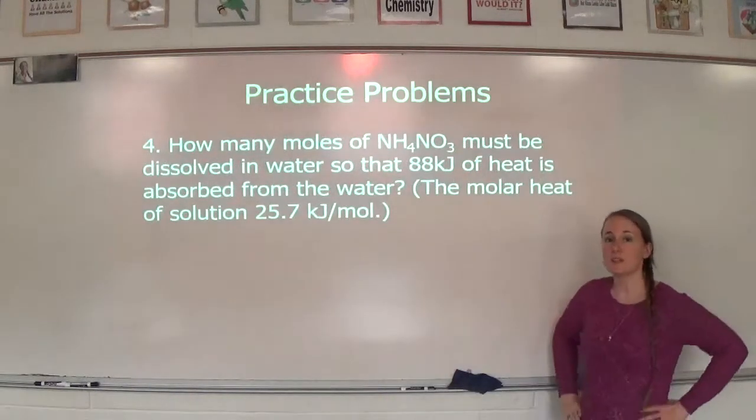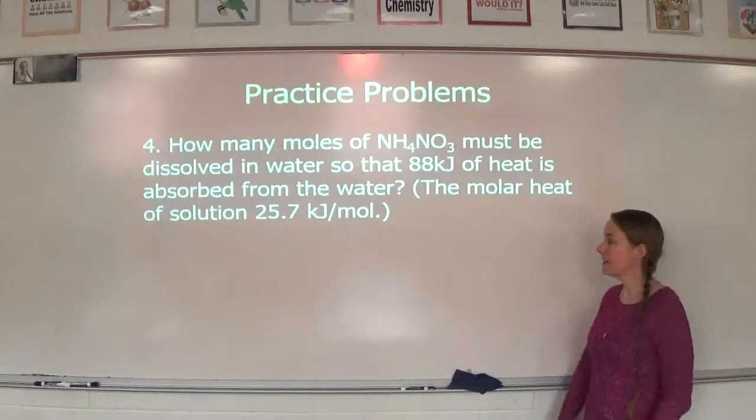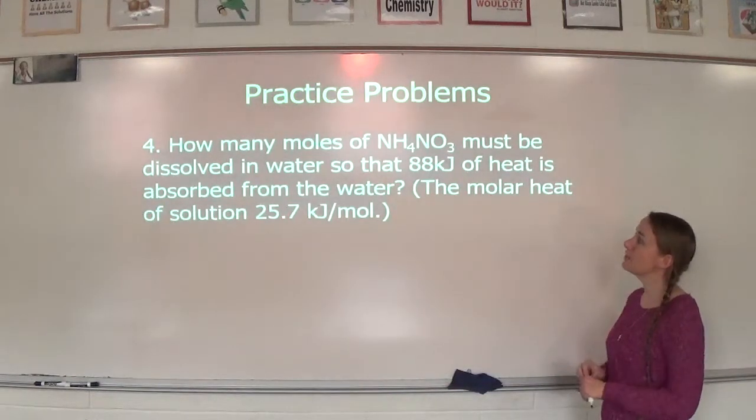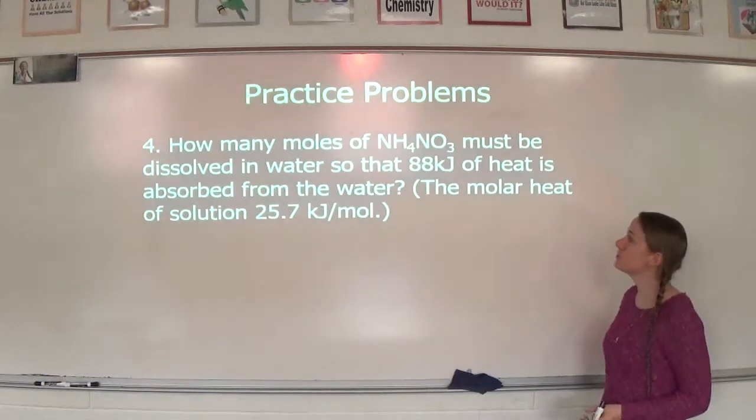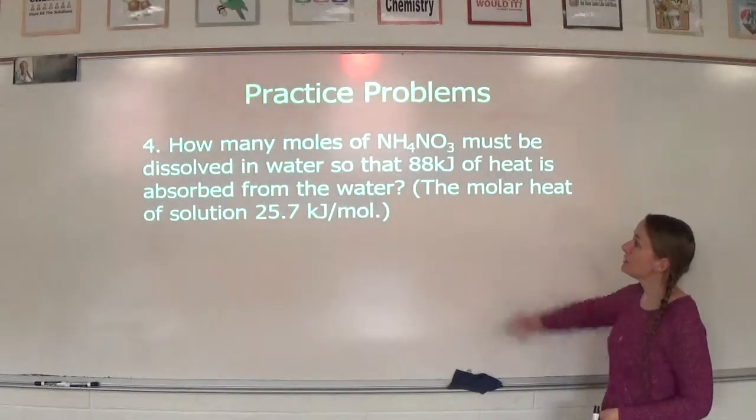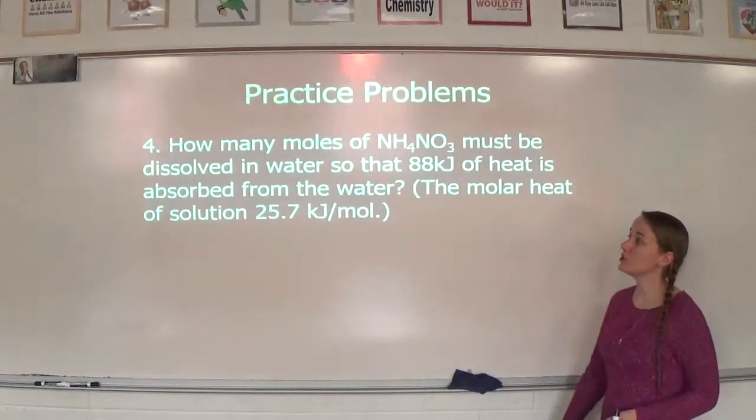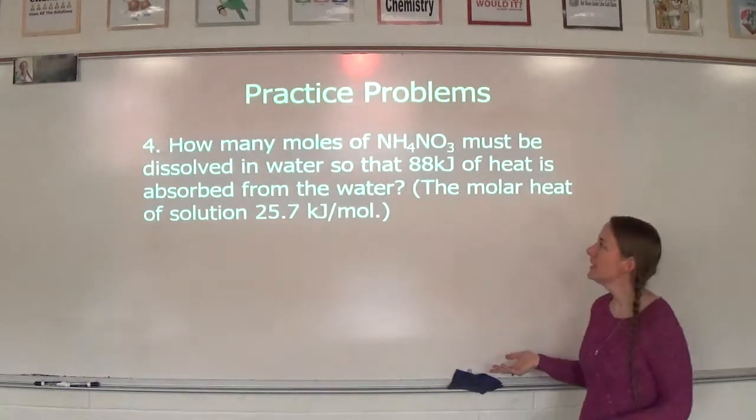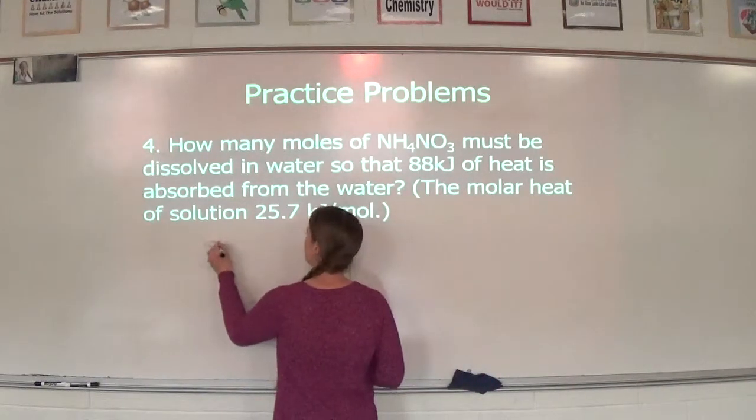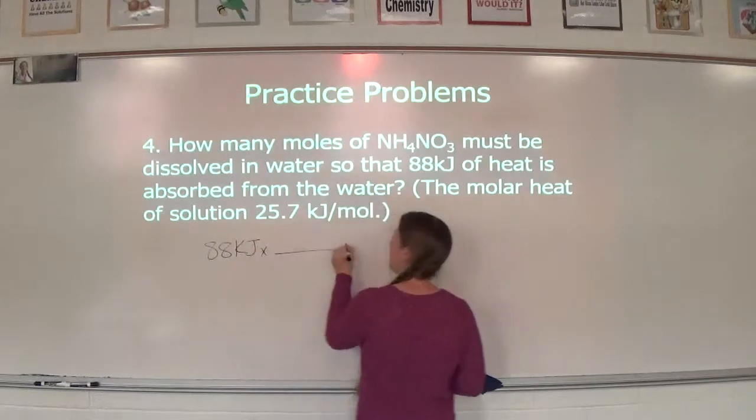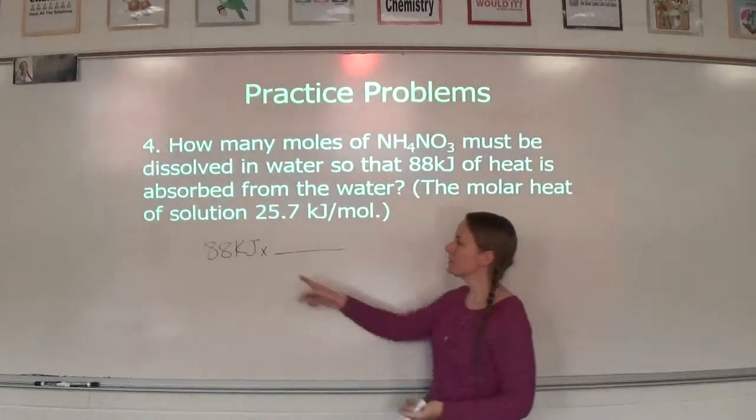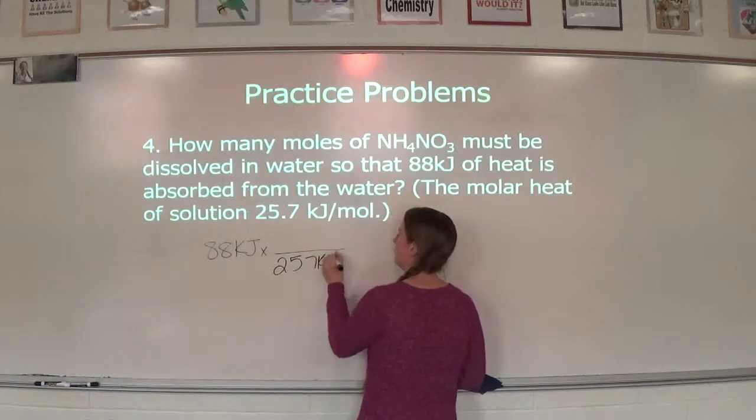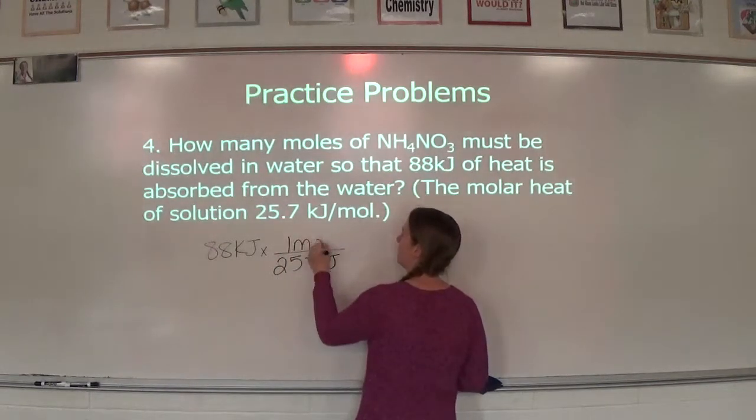And see if you can get this one. All right, so pause the video, try it, and obviously we'll try it together right now. How many moles of ammonium nitrate must be dissolved in water so that 88 kilojoules of heat is absorbed from the water? Okay, so we're dissolving, and I gave you the molar heat of solution is 25.7 kilojoules per mole. So this one, y'all, it's just a little bit backwards. That's the only thing. I'm going to start with 88 kilojoules, and we're trying to get to moles. Remember, the golden rule says whatever's on top goes on bottom. So this time, I'm going to put the kilojoules on bottom, and that equals 1 mole.